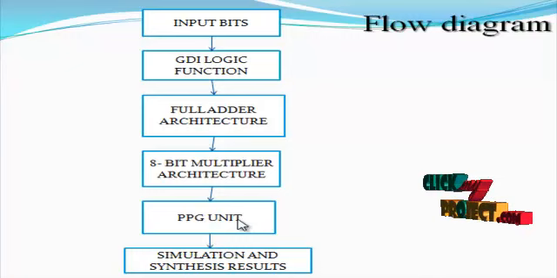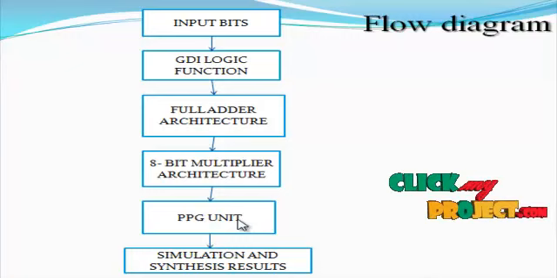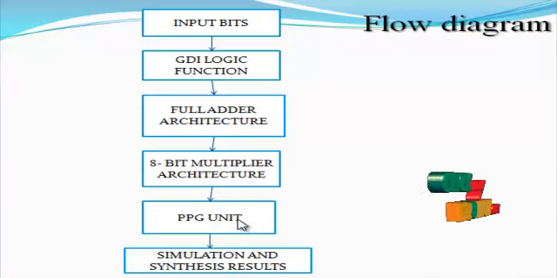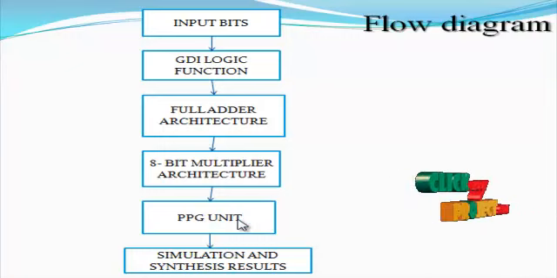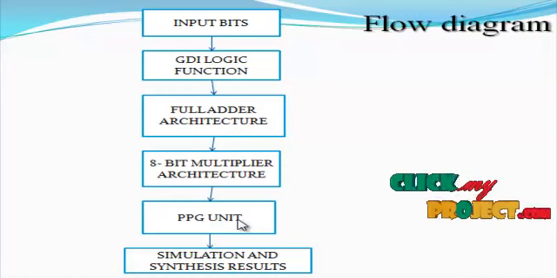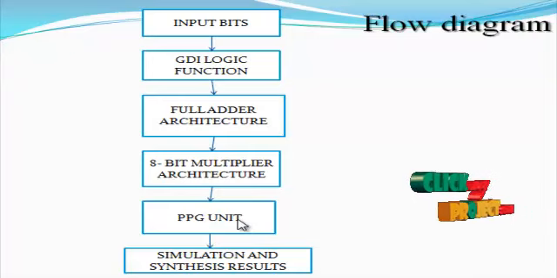These multiplying results generate the 16-bit output results for our overall GDI based multiplier architecture, and finally we calculate the simulation and synthesis results based on our 8-bit GDI based multiplier architecture result. This is our overall flow diagram for the GDI based multiplier architecture result.